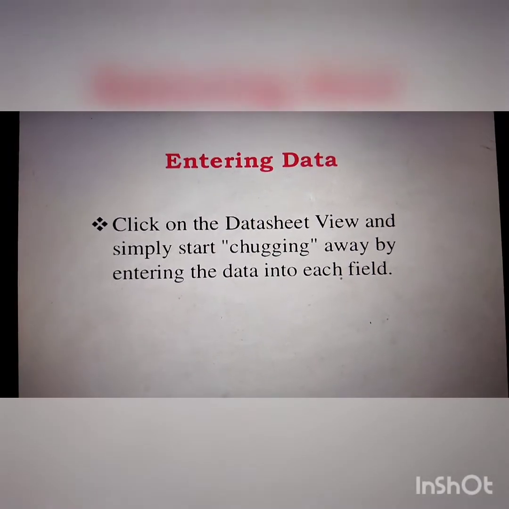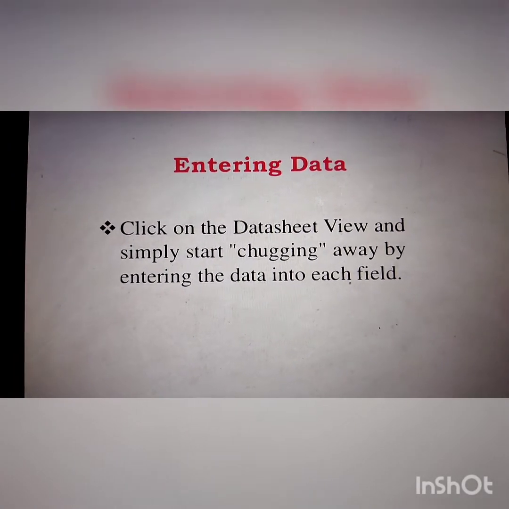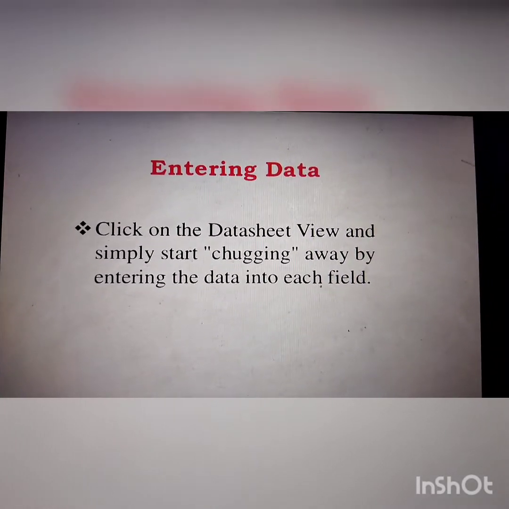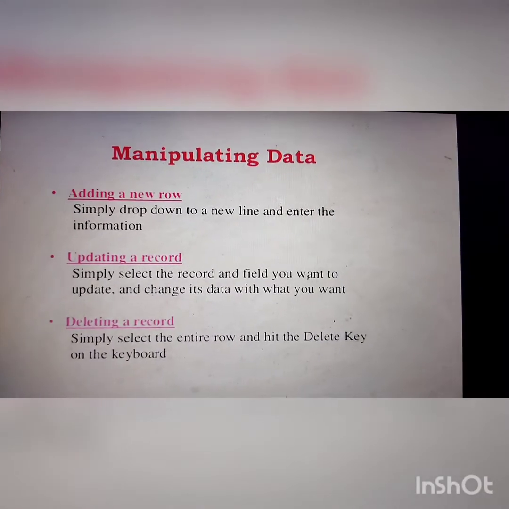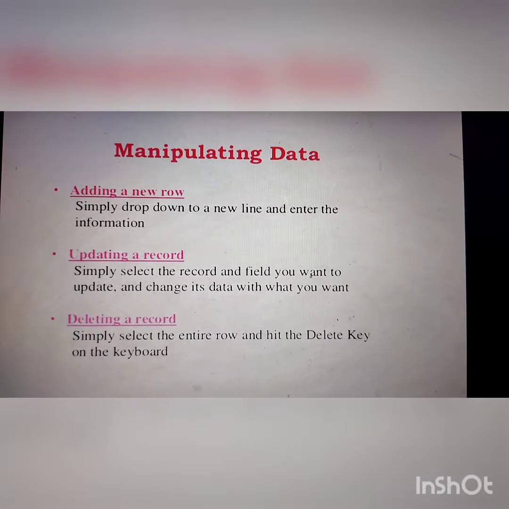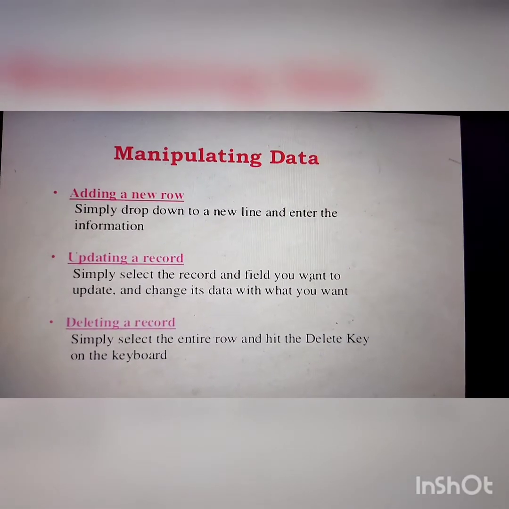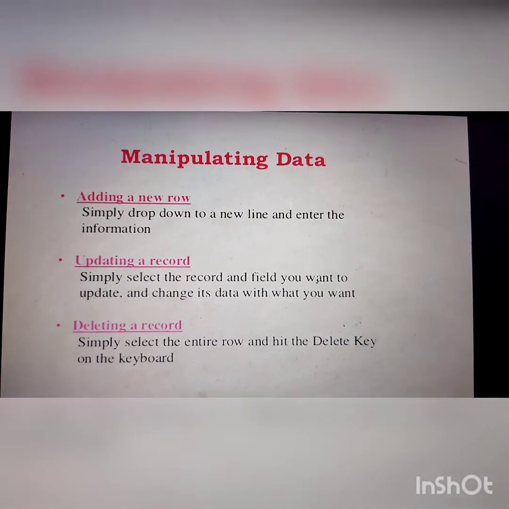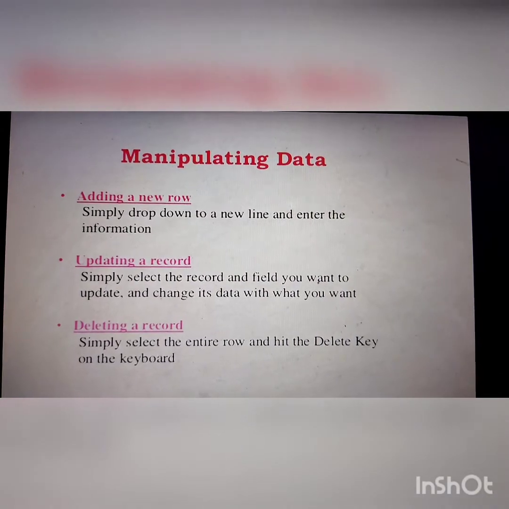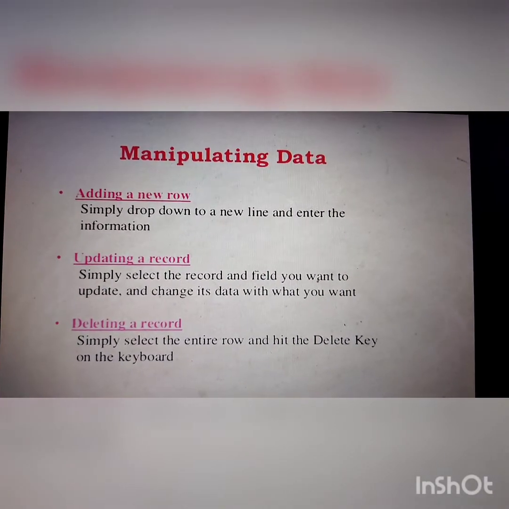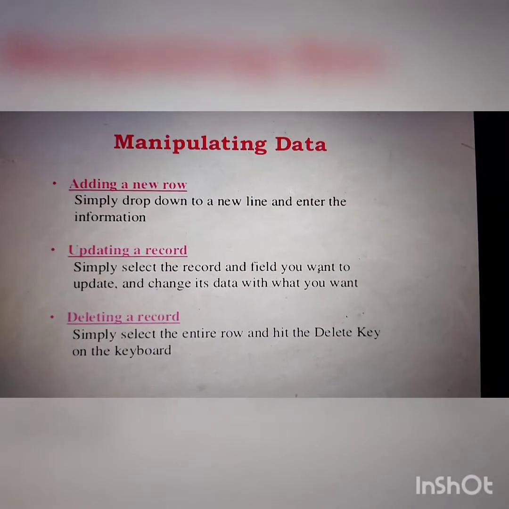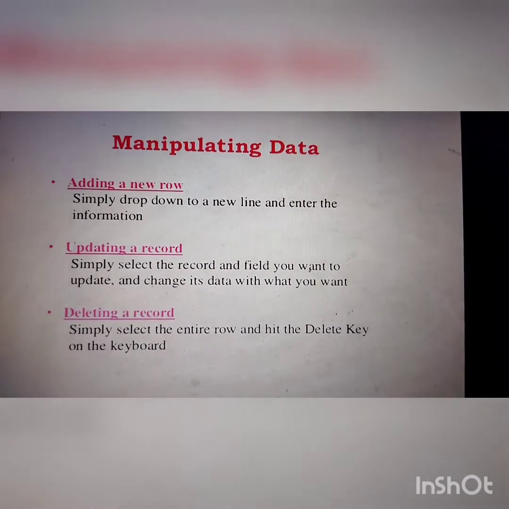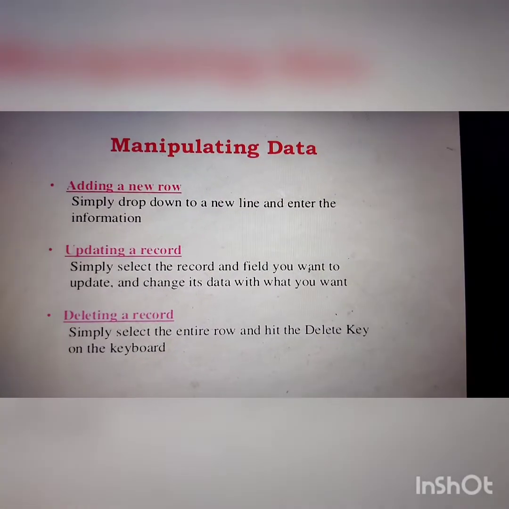Entering data. Click on the datasheet view and simply start entering the data into each field. Now, manipulating data: adding a new row, updating a record, deleting a record. To add a new record, simply drop down to a new line and enter the information. To update a record, simply select the record and field you want to update and change its data to what you want. To delete a record, simply select the entire row and hit the delete key on the keyboard.